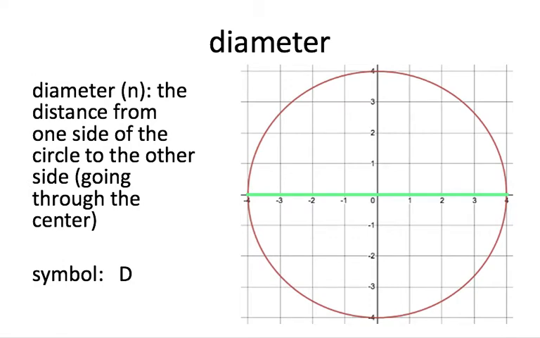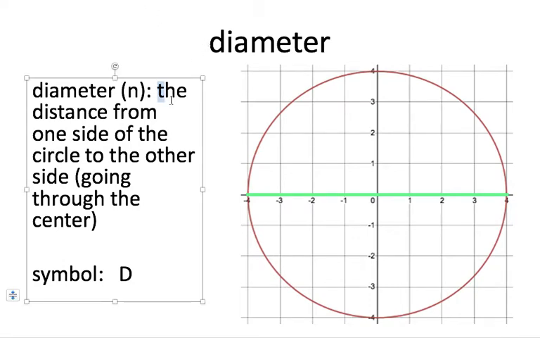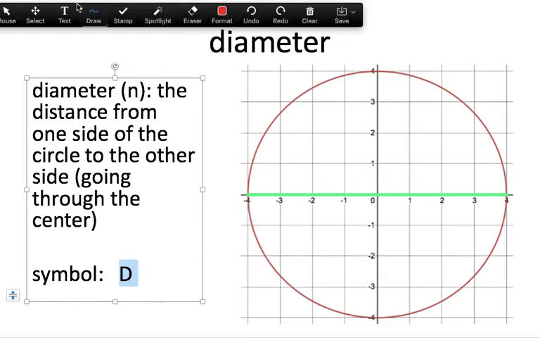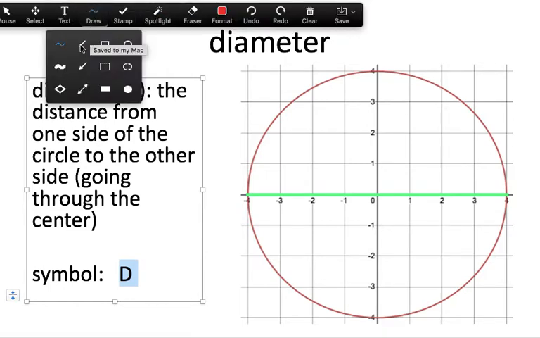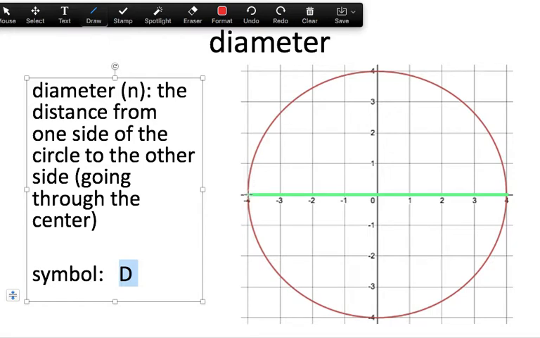Next, let's talk about diameter. Diameter is the distance from one side of the circle to the other side, but going through the center of the circle. The symbol for diameter is generally a capital D. So here on our particular picture, going from the left all the way to the right, and going through the center, that would be your diameter.